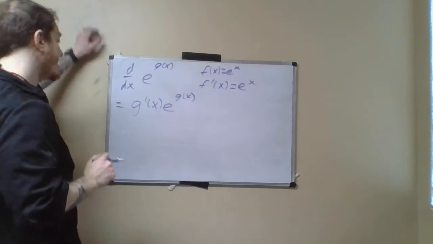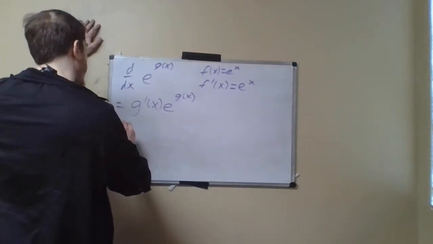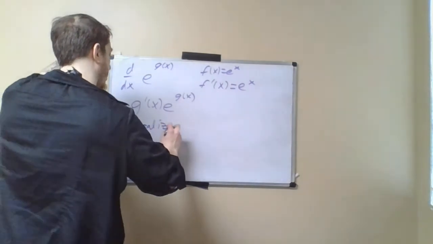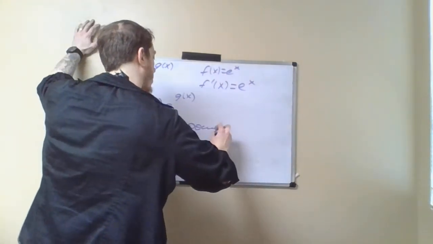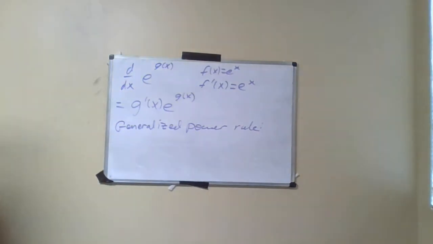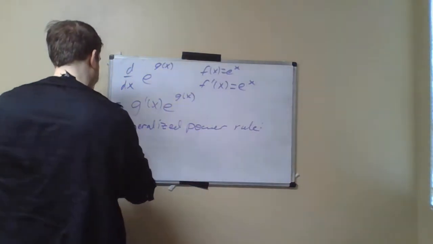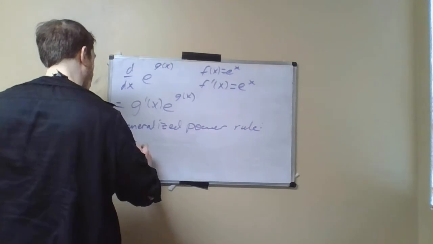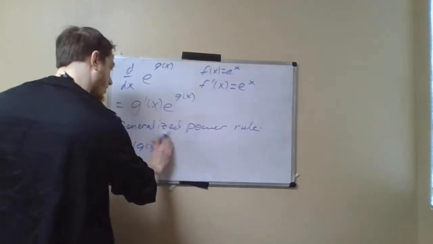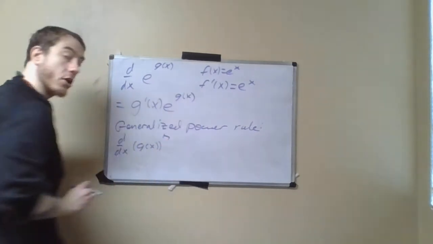The other special case of the chain rule that we want to think about is something called the generalized power rule. So how does the generalized power rule work? Well, suppose that I want to take the derivative of g of x raised to the nth power. Sorry, that does not look like an n. There we go. That's more like an n.